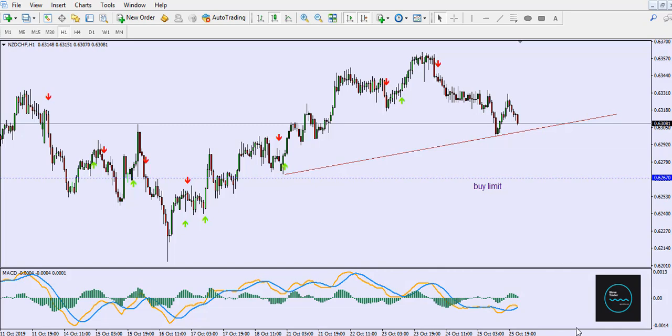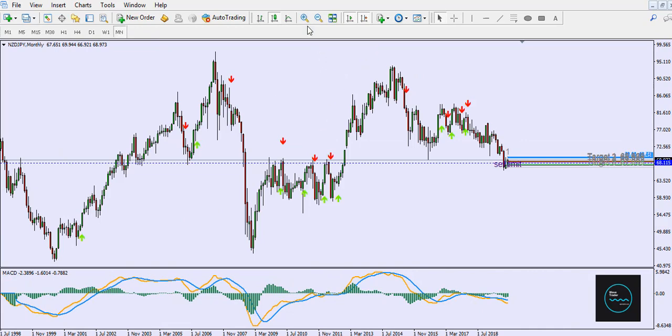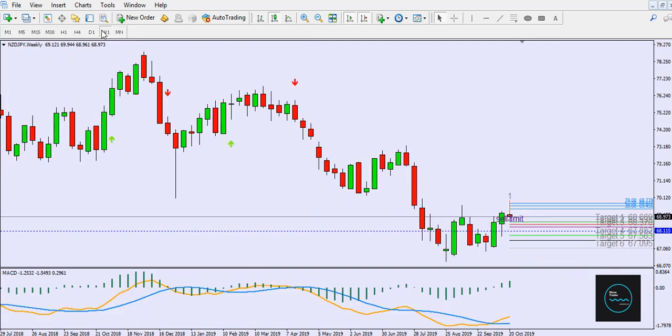Okay, so let's go to the next one, which is the New Zealand Japanese Yen. Now going to the monthly chart for the New Zealand Japanese Yen, you can see that for the past 2 months as well, we have our bounce. So we'll go to the weekly and see what we see. Here we have our wave bottom situation. Okay, MACD is crossed, though there's no EMA confirmation as yet. So that means that the market hasn't gained enough strength.